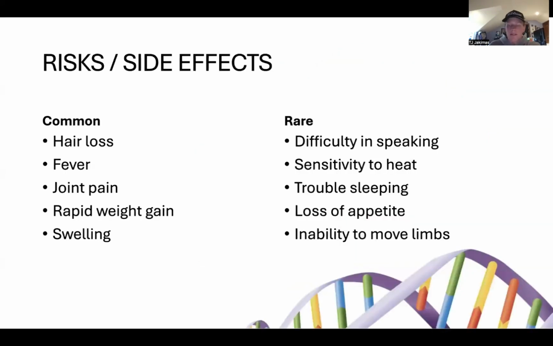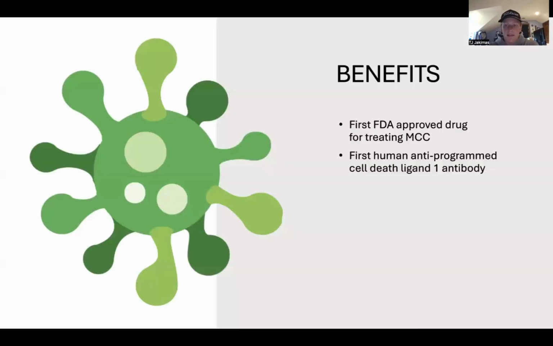All right, so a little bit about the risks and side effects. It has the common side effects of most cancer treatments, which include things like hair loss, fever, joint pain, things of that nature. However, some rare side effects of this intervention include difficulty or inability to speak, along with trouble sleeping, and patients may not have the ability to move their arms or legs either. But then again, these are the rare side effects, so patients should not be as concerned about these when taking this drug. And lastly, some of the benefits of avelumab.